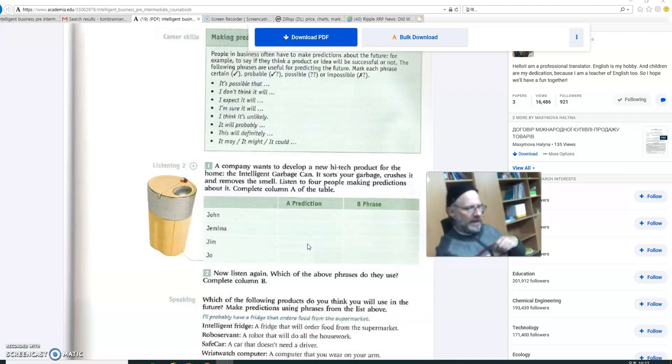So here we have a person expressing the future or making a prediction in a negative way. What does she say? It won't solve garbage problems. She thinks it's only going to be a toy. I don't think it will sell, not in any big numbers. So a lot of varying opinions here about this garbage can that is intelligent.